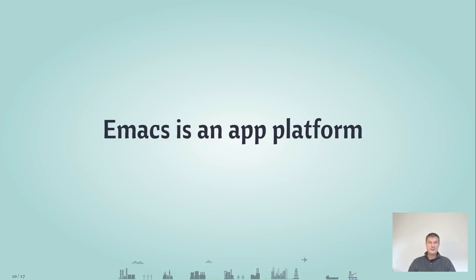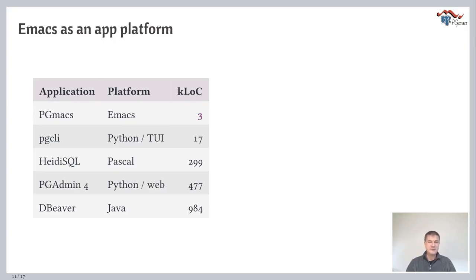Now I'm preaching to the converted, but Emacs is a really great application development platform. PGmacs is currently around 3,000 lines of code. A first point of comparison, PGCLI, which is a text user interface for accessing Postgres implemented in Python, is 17,000 lines of code. pgAdmin 4, which is a well-known Python GUI for administrating Postgres databases, is almost 500,000 lines of code. And DBeaver, implemented in Java, is almost 1,000,000 lines of code.